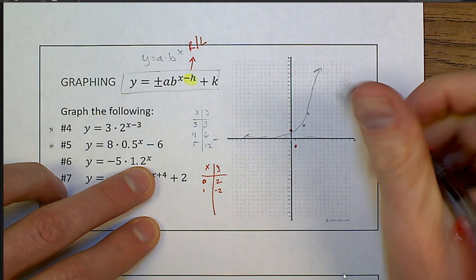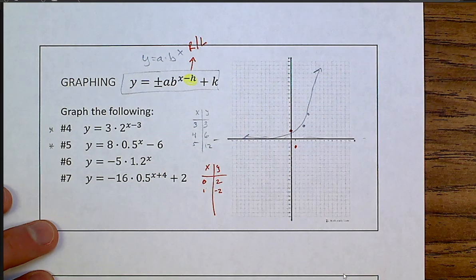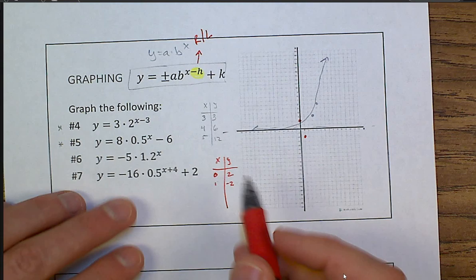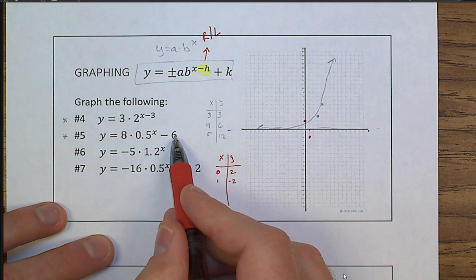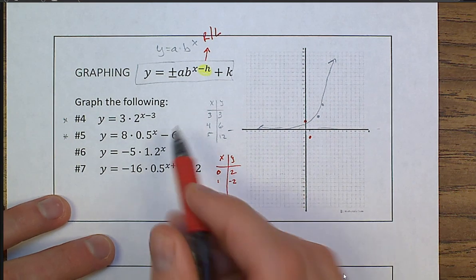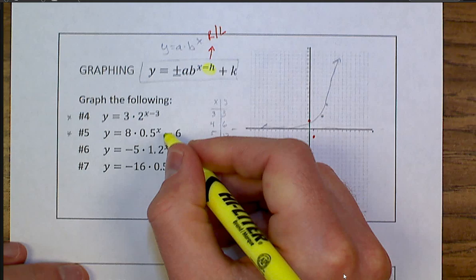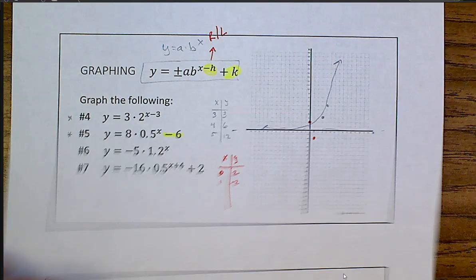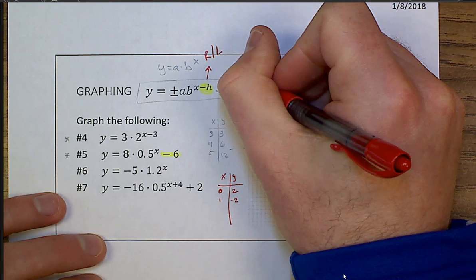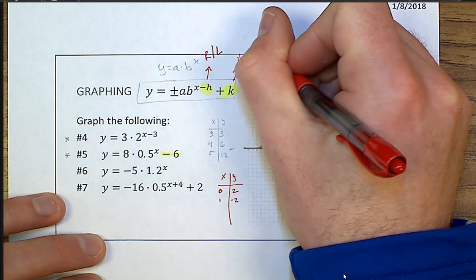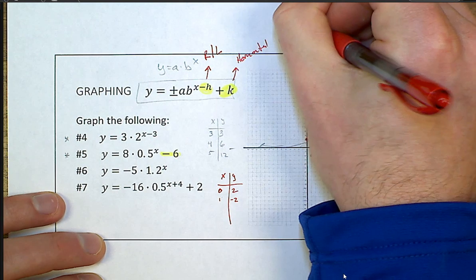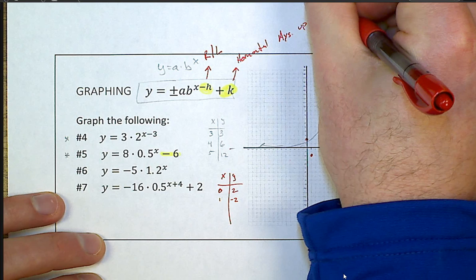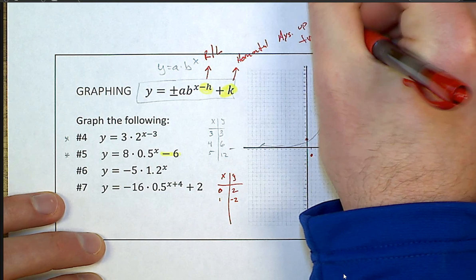All right? And if you keep plugging in points, we're going to find out real quick that our points are going to keep going. But what I want to show you is what your k value does. Your k value moves your horizontal asymptote up or down, and it's always true to the sign. So for example, minus 6.